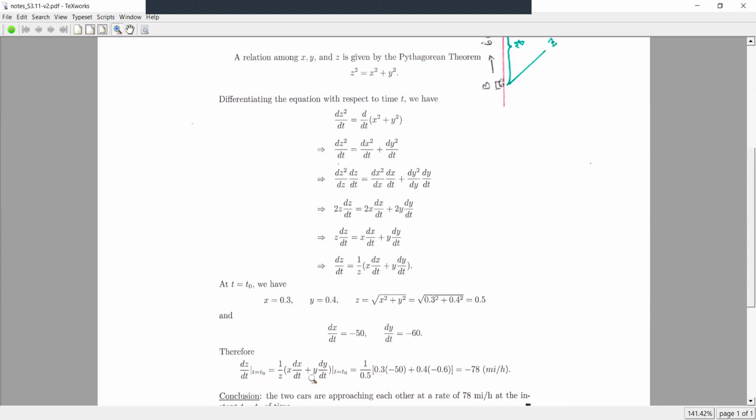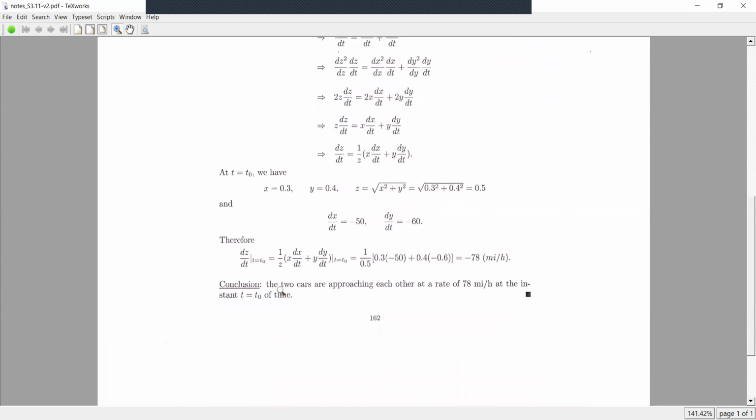At time t0, c is 0.5. x is 0.3, dx/dt is negative 50. y is 0.4, dy/dt is negative 60. Here there is a typo. By calculator, this number is negative 78. The unit is miles per hour. Negative means the variable c is decreasing.